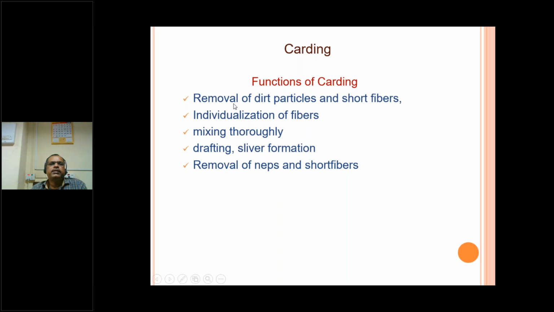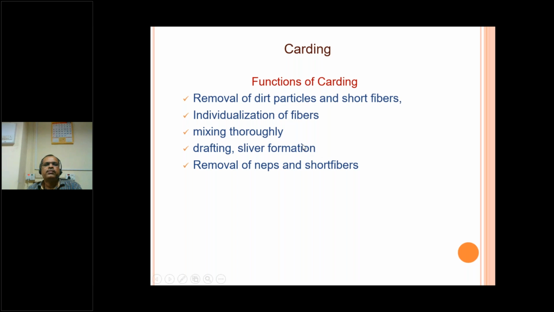Function of carding: there is removal of dust particles and short fibers. Most of the dust has been removed in the blow room. Whatever fine dust is present will be removed during carding. The main important function is short fiber separation. The carding removes the fine dust, dust fragments, and short fibers. Then individualization of fibers: the carding action separates all the fibers one by one and arranges them in a wave form. Then it mixes the fibers thoroughly, followed by drafting and sliver formation.